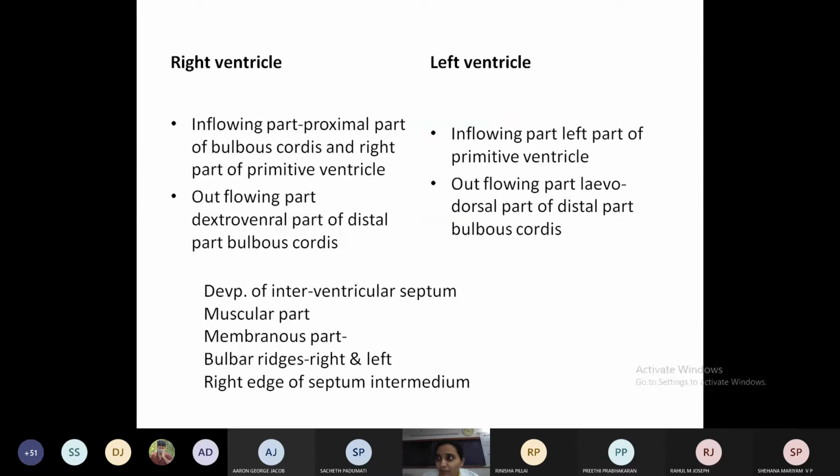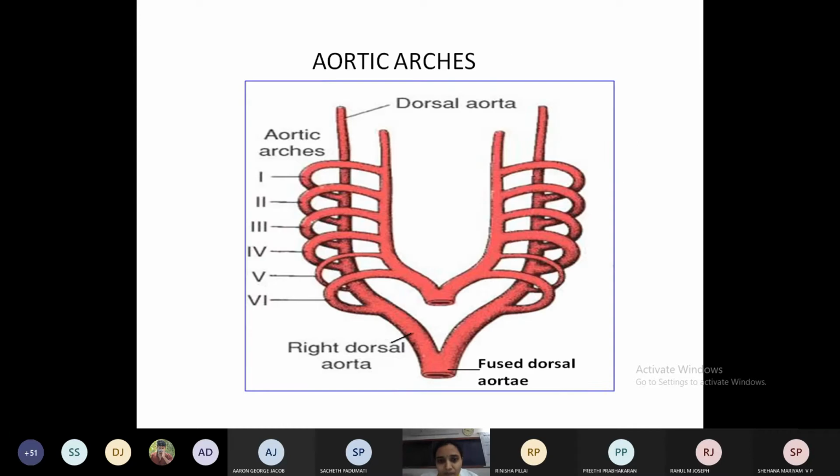Now that's about the development of the different chambers of the heart, interatrial septum and interventricular septum. Now the most important part is the aortic arches. Aortic arches are the arches or the vessels which connect. These arches develop in the branchial apparatus. So there are 6 of them. Once you study about the branchial apparatus, you'll come to know. In today's class, I'll discuss only about aortic arches.